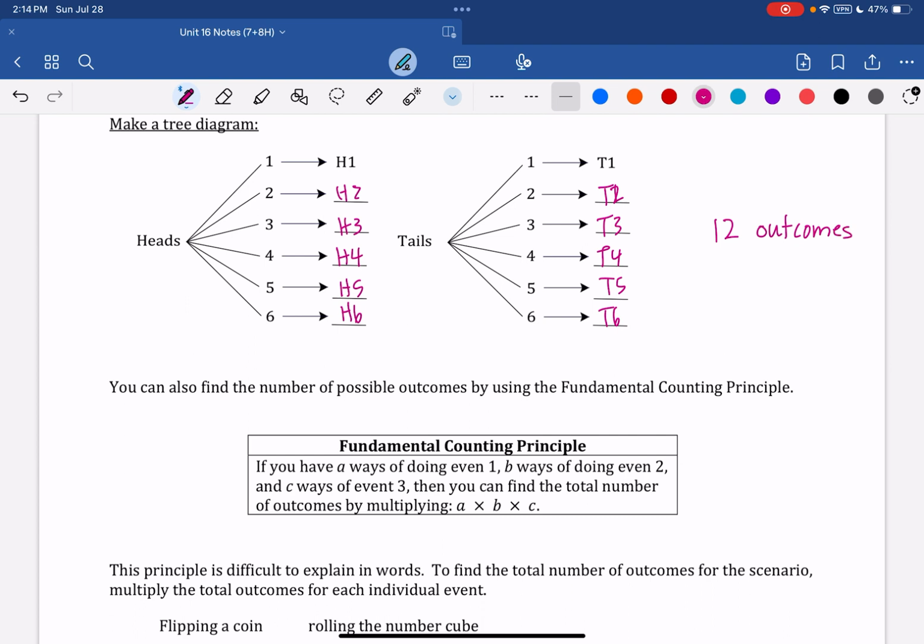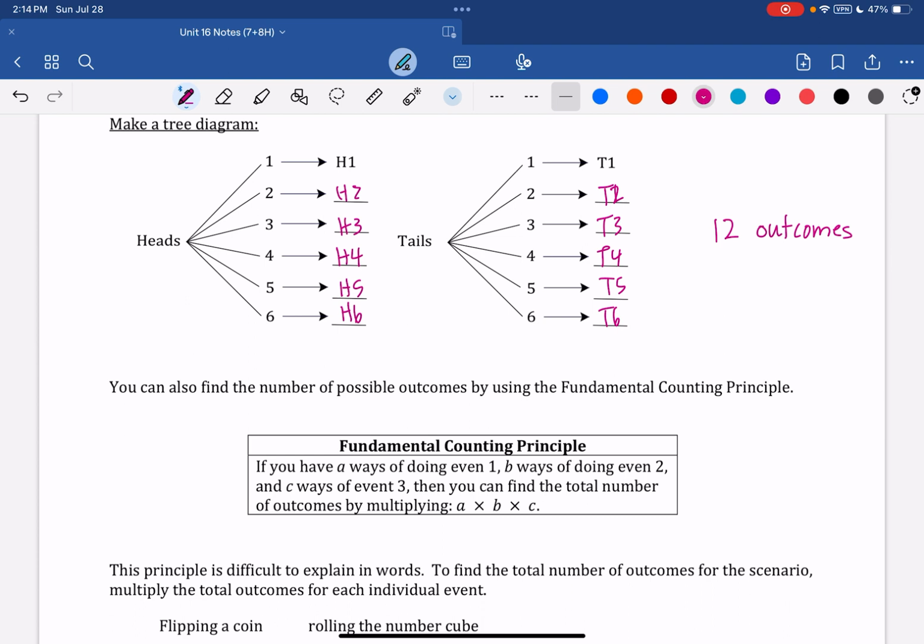But if you're doing lots of different things, what if it was a 12-sided dice? What if you were doing a 6-sided dice and then a 12-sided dice? How many outcomes would you have then? And listing them would get really long, okay?